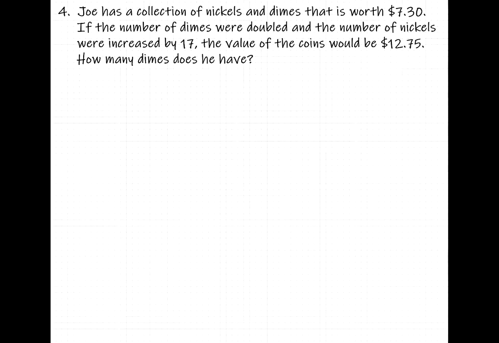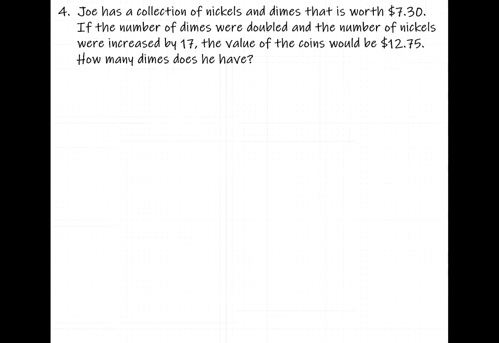Joe has a collection of nickels and dimes that is worth $7.30. If the number of dimes were doubled and the number of nickels were increased by 17, then the value of the coins would be $12.75. How many dimes does he have?